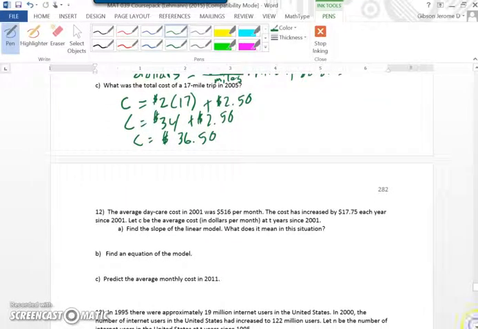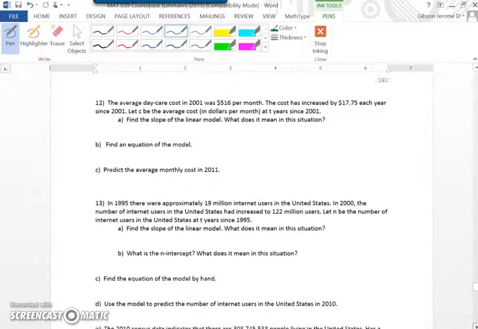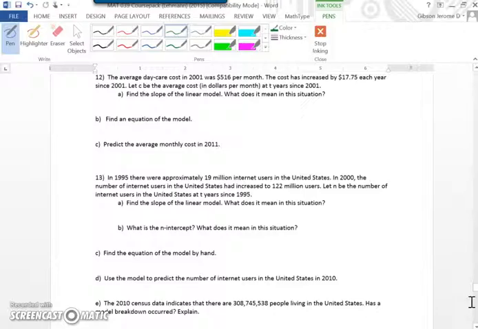Now going on to the next page, the problem number 12. Now we're talking about daycare. It says the average daycare cost in 2001 was $516 per month. The cost has increased by $17.75 each year since 2001. Let C be the average cost in dollars per month at T years since 2001.